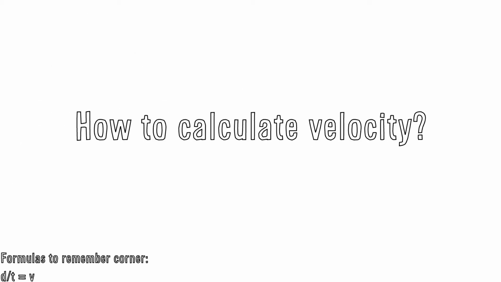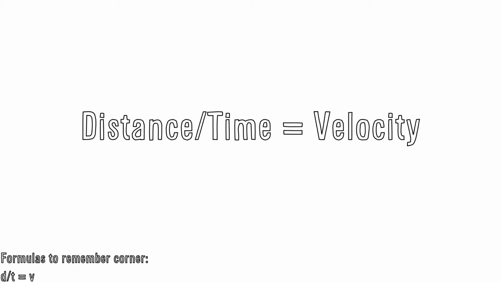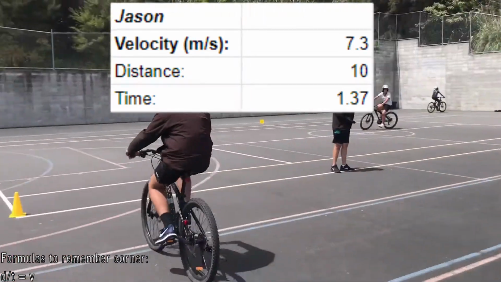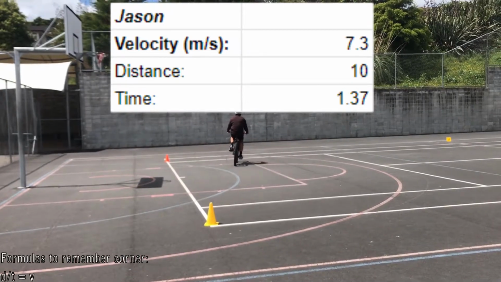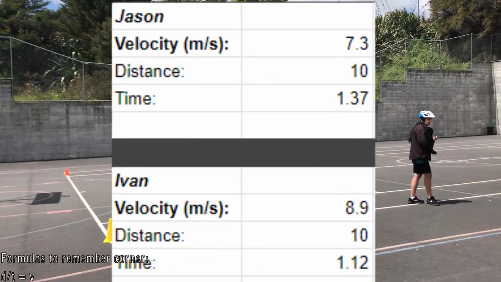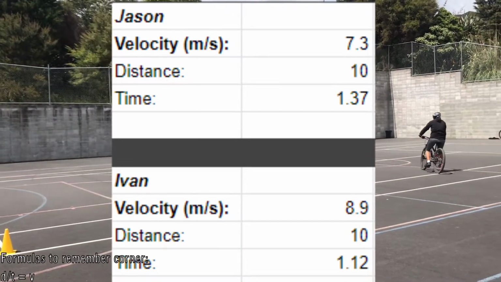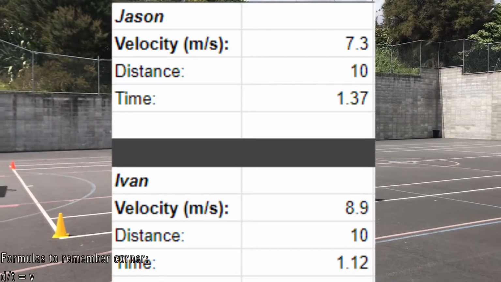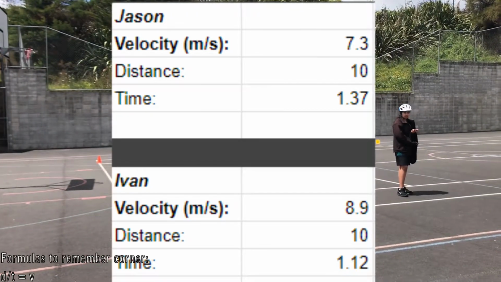So how do we calculate velocity? Well, you simply take your distance and the time it took to cover that distance, and divide the distance by the time. For Jason, he covered 10 meters in 1.37 seconds, which makes his velocity 7.3 meters per second. For Ivan, it took 1.112 seconds for him to cover a distance of 10 meters, which makes his overall velocity 8.9 meters per second.